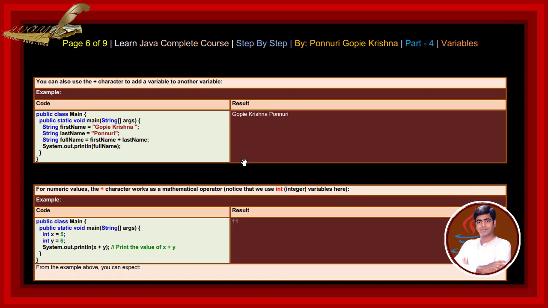You can also use the plus character to add a variable to another variable. See here, now we are adding two strings. String firstName = Gopi Krishna, String lastName = Ponnuri. See, fullName = firstName + lastName. See here, Gopi Krishna Ponnuri was printed.